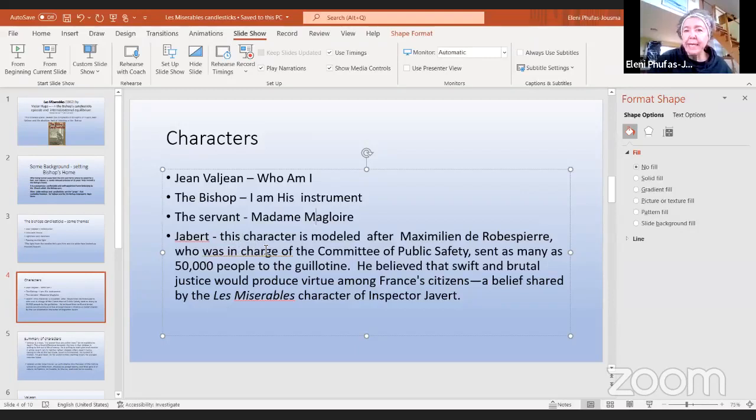Javert is not in the readings I asked you to do, but I assume that you know who he is. The character was modeled, the way he was written, Hugo modeled him after Robespierre, who was in charge of the Committee of Public Safety. At least 50,000 people were beheaded under his authority. He believed that swift and brutal justice would produce virtue among the citizens of France, a belief shared by the character of Javert. We needed to discuss Javert, because he is an important character. Okay.